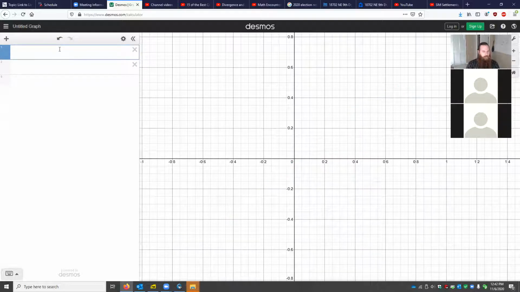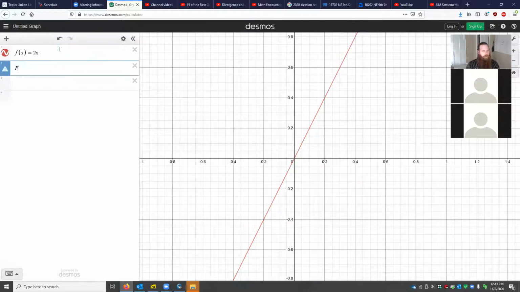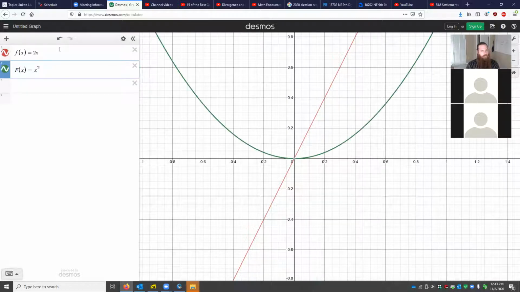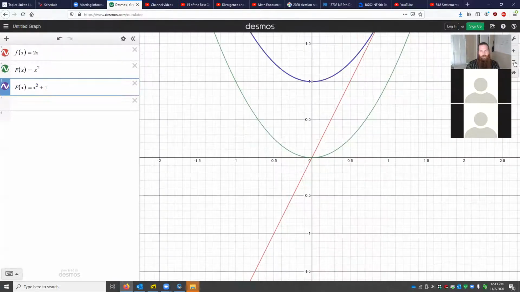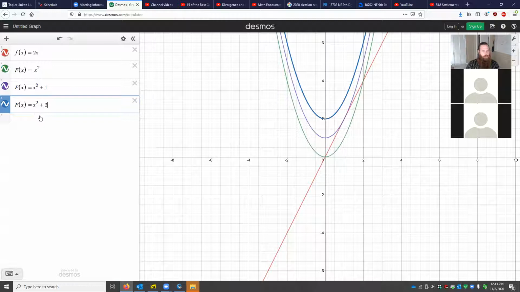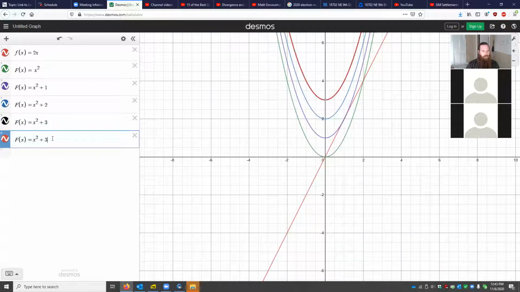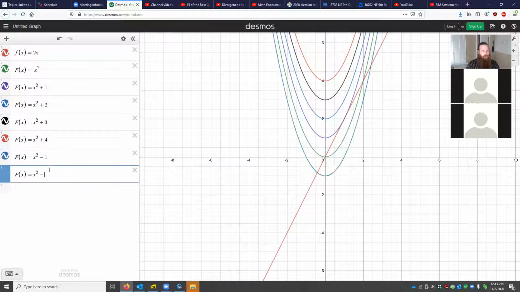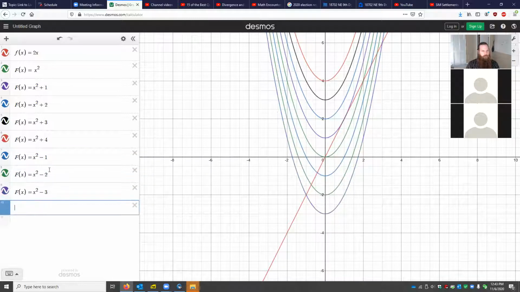So my original function is 2x. I claim that an antiderivative for this function is x squared, but also x squared plus 1. I'll have to zoom out here. x squared plus 2, x squared plus 3, x squared plus 4. And we could go the other way. We could do x squared minus 1, x squared minus 2, x squared minus 3, x squared minus 4.